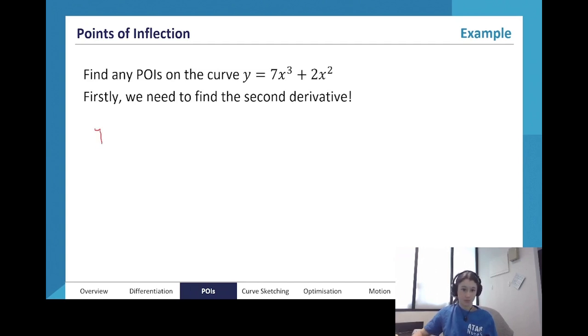Remember, the second derivative is the derivative of the first derivative. Our first derivative is going to be 21x squared plus 4x. Our second derivative is then going to be 42x plus 4.